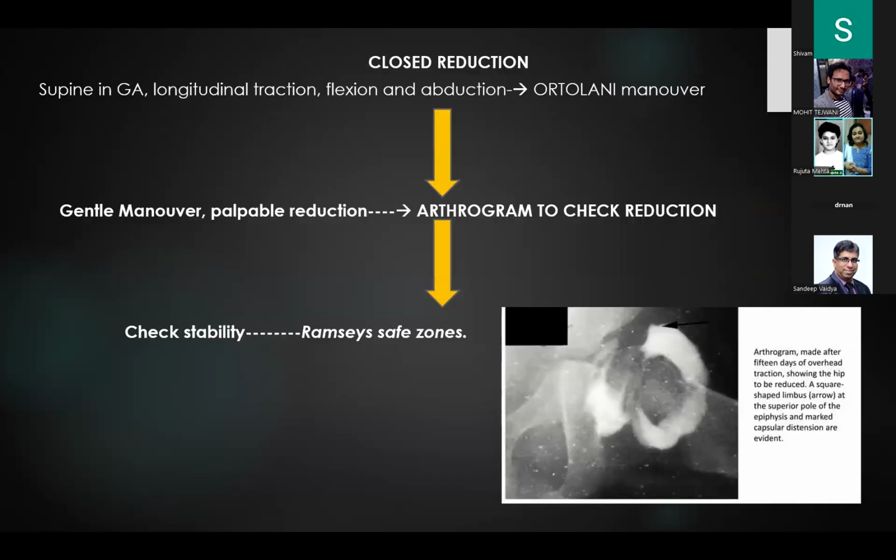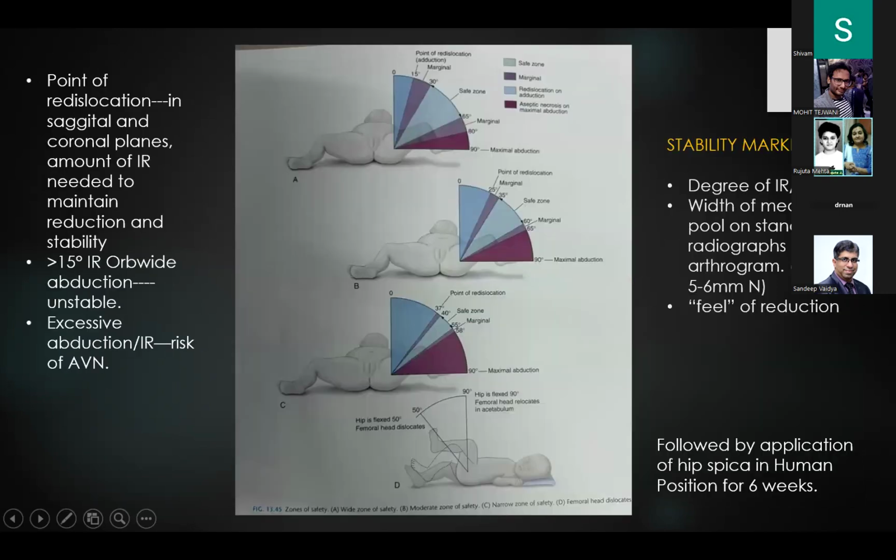So for closed reduction, in the supine position under GA, longitudinal traction with flexion and abduction is attempted, basically the Ortolani maneuver. With this gentle maneuver, a palpable reduction can be felt at this point, and subsequently an arthrogram is done to check the reduction. Along with this, we also need to check stability. As discussed earlier, you check for the point at which on adducting it redislocates and on extending it redislocates to chart out your Ramsey zones. So the arthrogram should show a typical rose-thorn sign if an adequate reduction has been achieved.